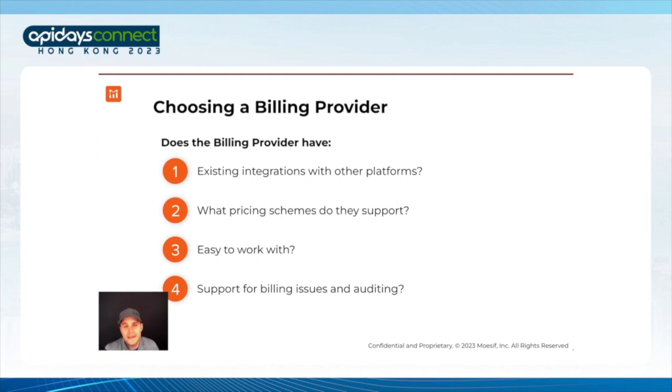Depending on what system you're using to tally up the usage will dictate which ones you can use. A few of the more popular ones that you've probably heard of are Stripe, Chargebee, Recurly. Stripe tends to be the one that a lot of folks go for these days, but there are alternatives out there with advantages as well. What you want to make sure is that when you're choosing the billing provider, does it have existing integrations with other platforms? So if you're using another platform, does the billing provider integrate with it?